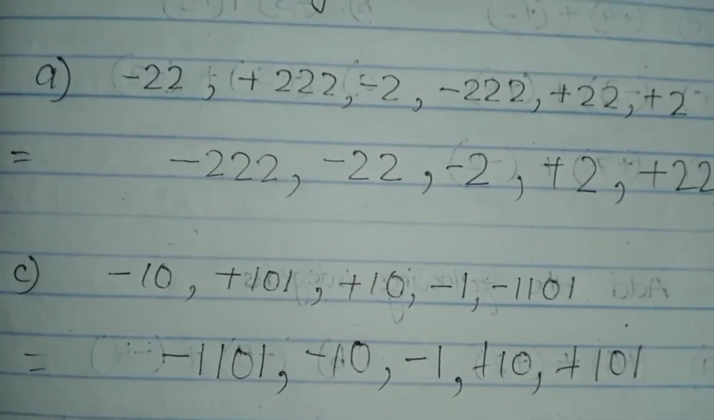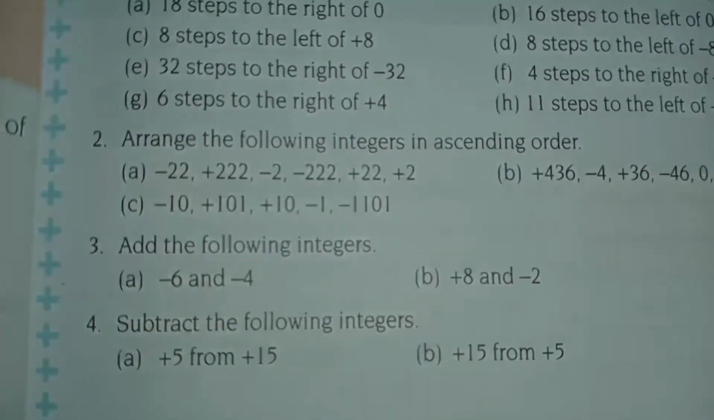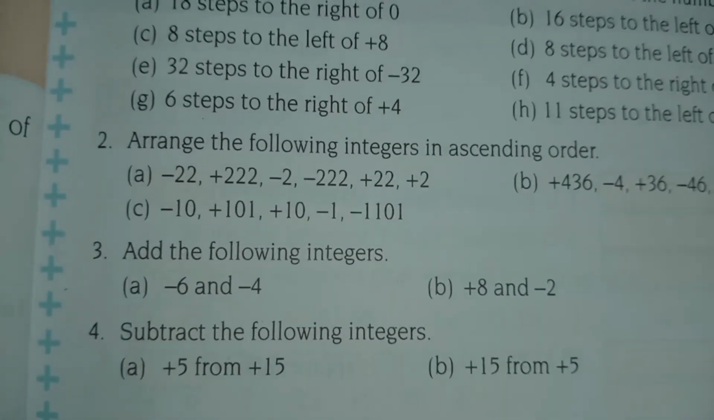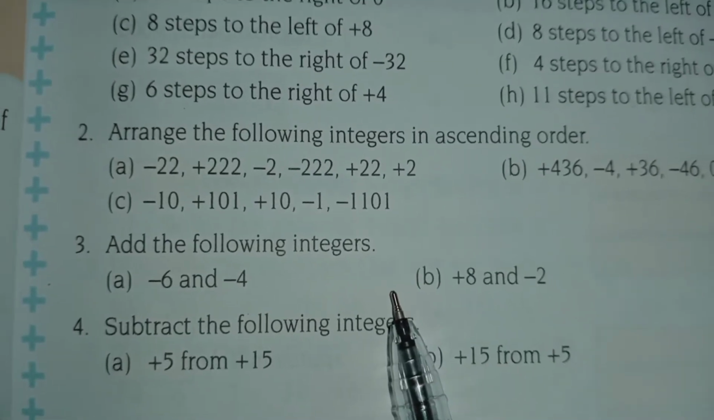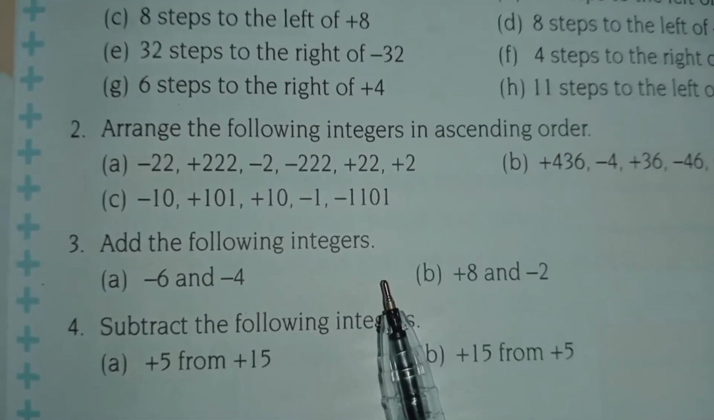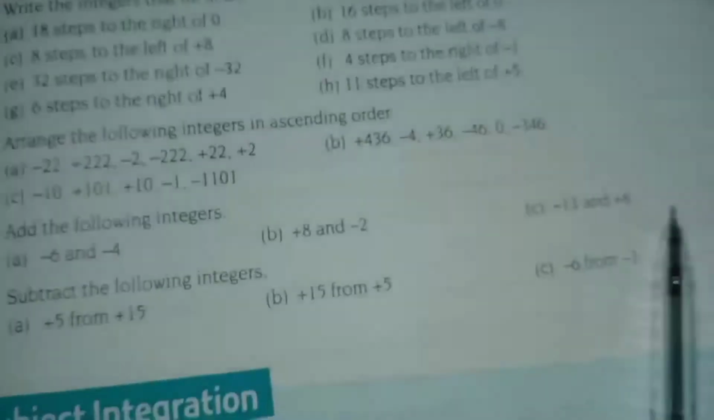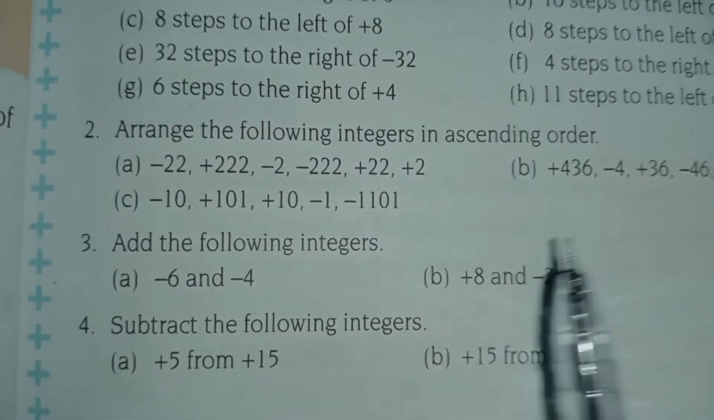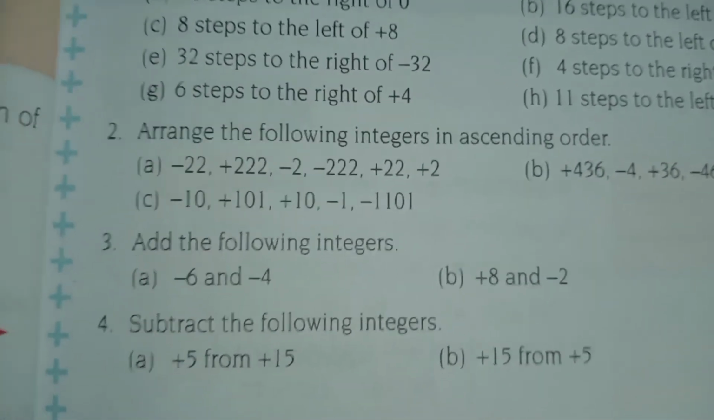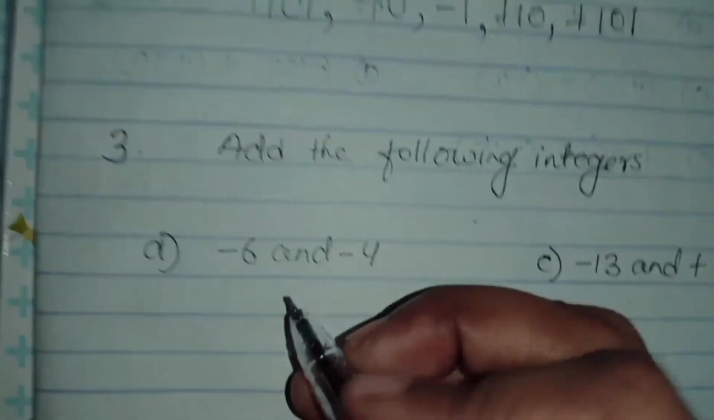Now let's see the other questions. What is question number 3? Add the following integers. This also we have done in exercise 4.2, how to add the integers. There are 3 questions, and I will do 2 of them. So let's begin. Now let's add these integers.